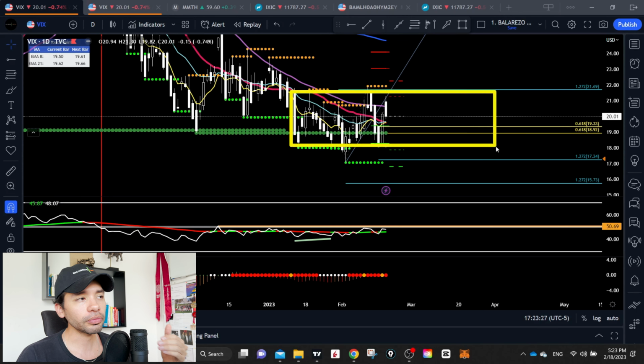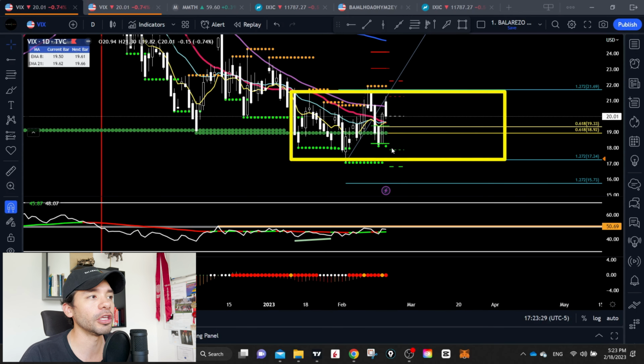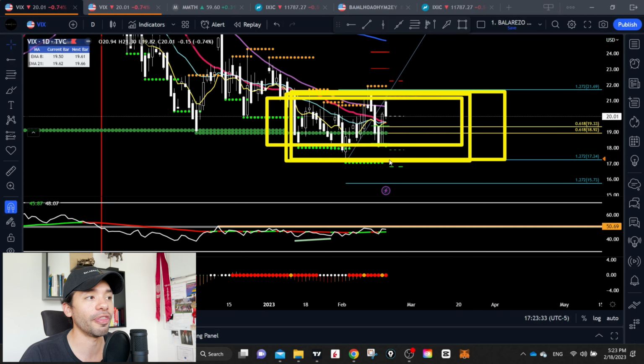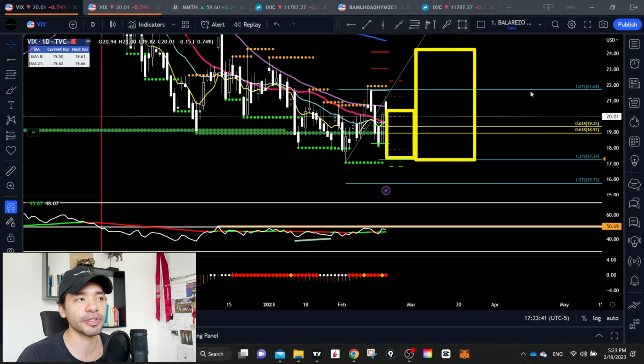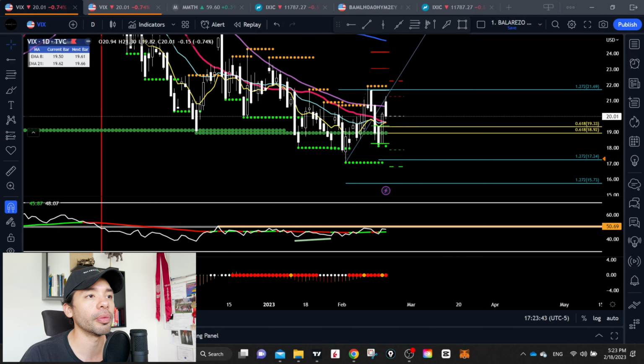Now, as long as the VIX continues to trade in this range and we don't see any move below 17, I think we have to take into account that we're probably going to see a little bit of a pullback here, but then we're probably going to see a little bit of upside. So what are the levels that I'm going to be sharing for next week?